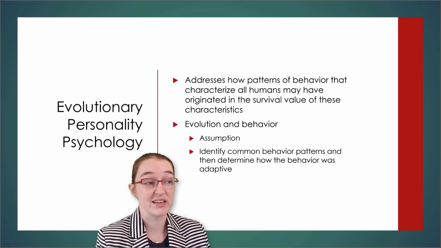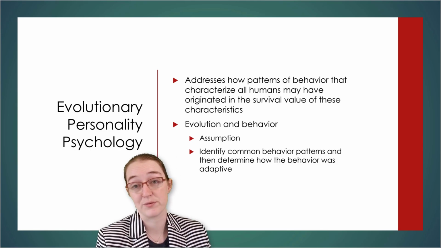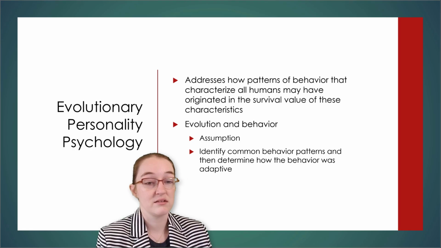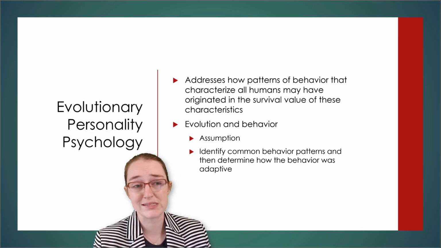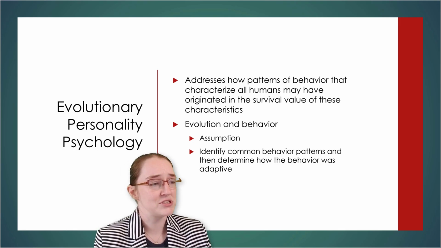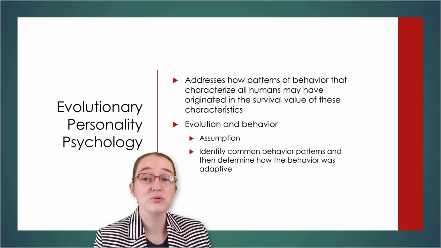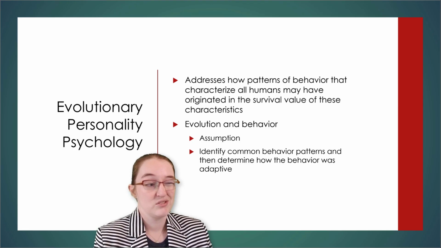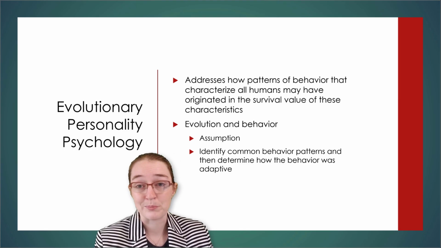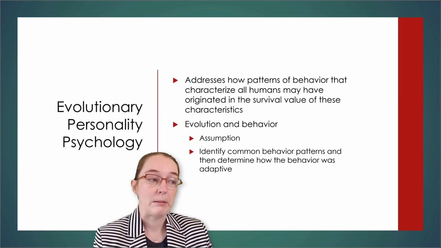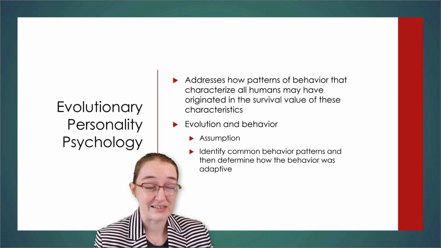Okay, so the idea is that we're applying evolutionary theory to understand human behavior, addressing how these patterns of behavior that characterize all humans may have originated in terms of their survival value. There are a lot of assumptions in this, and I will do my best to present them fairly and impartially, but I have a lot of problems with a lot of these assumptions.